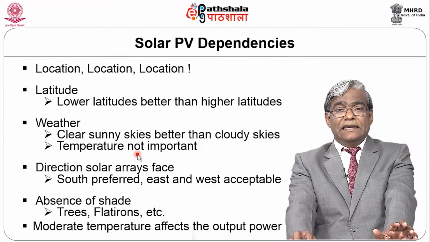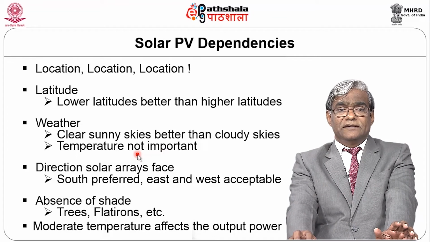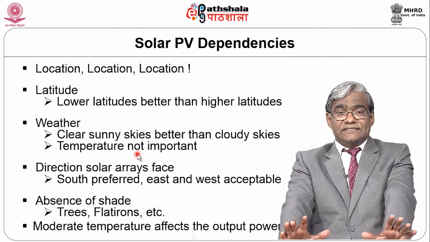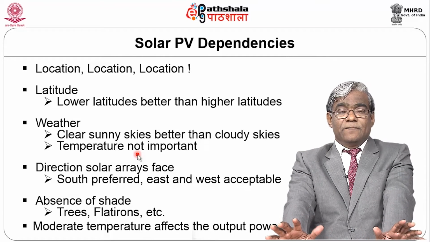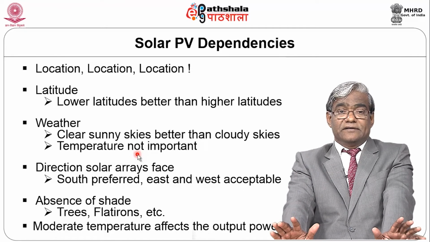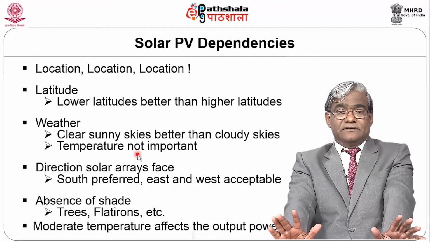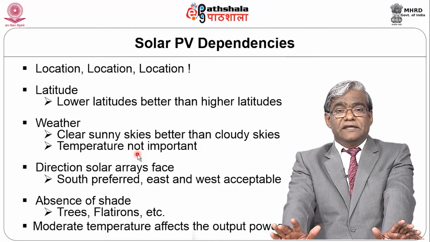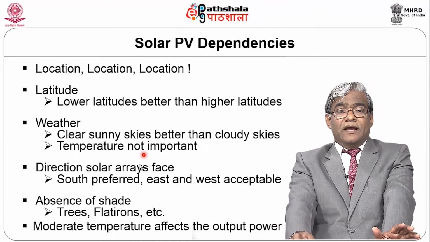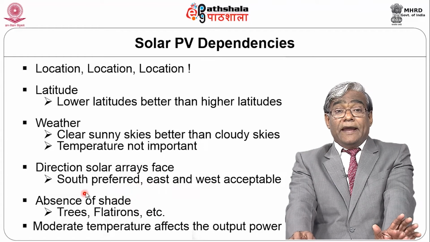And that is why in hilly areas, particularly in Kashmir and Switzerland, it has a very clear sky, sunny skies, and in Ladakh also, very clear sunny skies, and the radiation is good, but temperature is not there, but then it is no problem, and with the radiation is good, then definitely we can go for a solar photovoltaic system. And the direction solar arrays face, the south preferred, east and west acceptable, and this is most important.